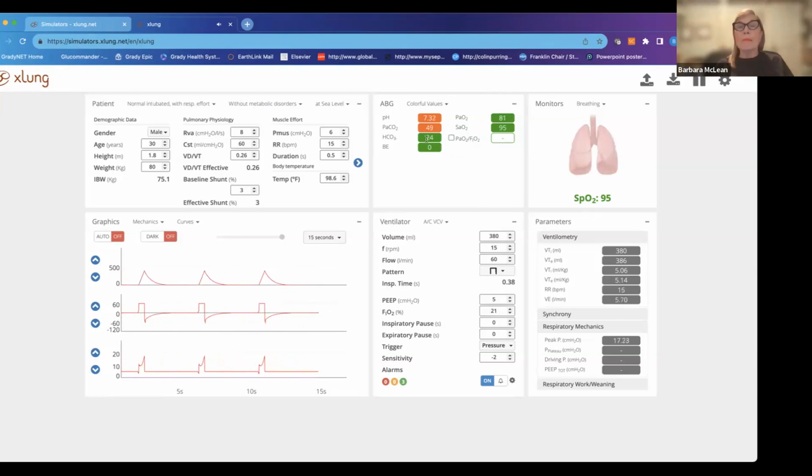We might want to make him even look just a tad bit better. His minute ventilation is only 5.7. So I'm actually going to go up to 400. And I'm going to go up to a rate of 16. And again, your therapist is doing all of this, but it's important for us to appreciate what that actually means when we're talking about how we're looking and observing our patients.